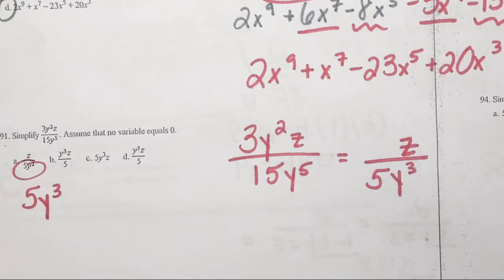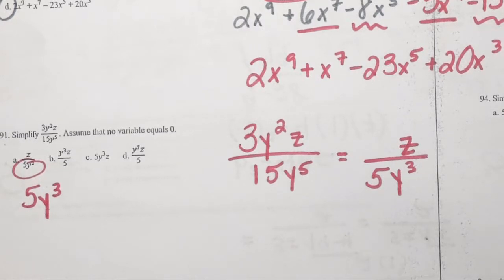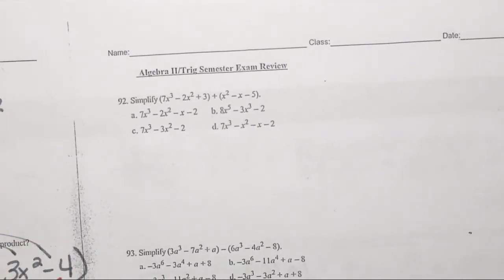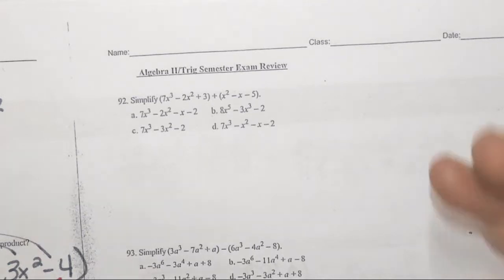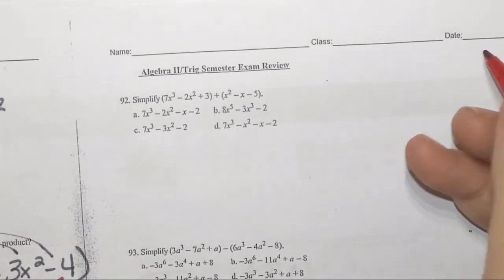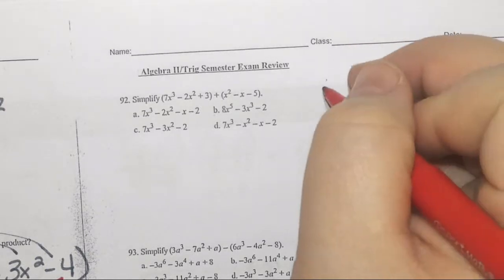3 more to go. 3 more to go. 92. No. 92. Is it what? 91 was A. 92. 92.